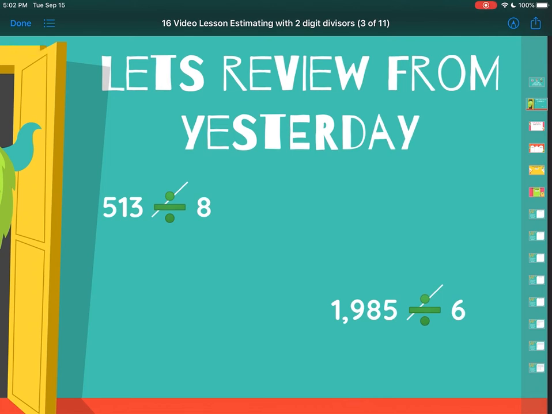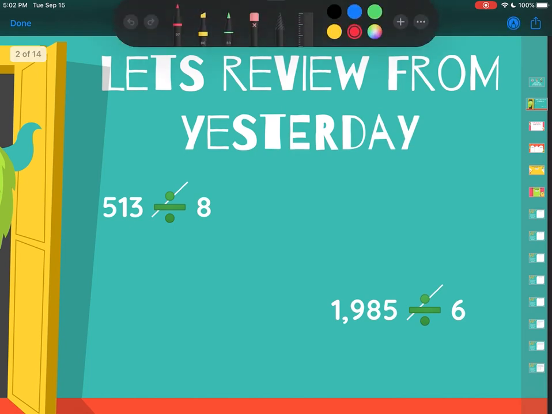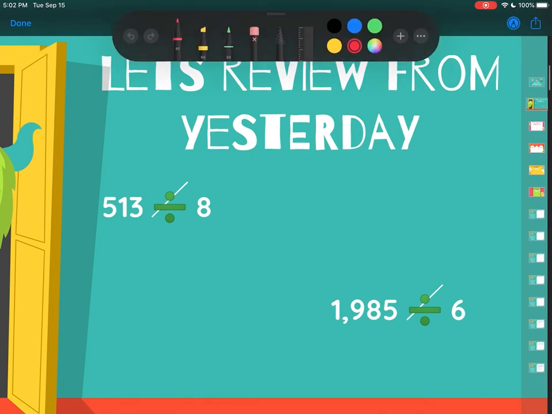So here I've got 513 divided by 8, and I've also got 1,985 divided by 6. So let's try this one first. So remember, we split our problem into two, right? I'm wanting to figure out my estimate, and I round up and I round down using compatible numbers. So if I look, I'm going to start dividing by 8. Well, 8 can't go into 5, but it can go into 51, right? So 51 is what I'm using to round to find my compatible number.